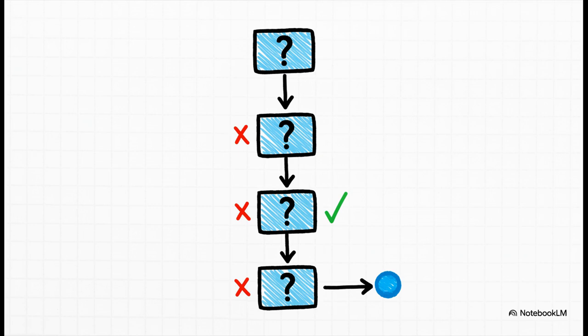So the code asks the first if question. If that's a no, it moves on to the first elif and asks again. It'll just keep going down the line until it finally gets a yes, and if it never does, it hits that final else at the end.